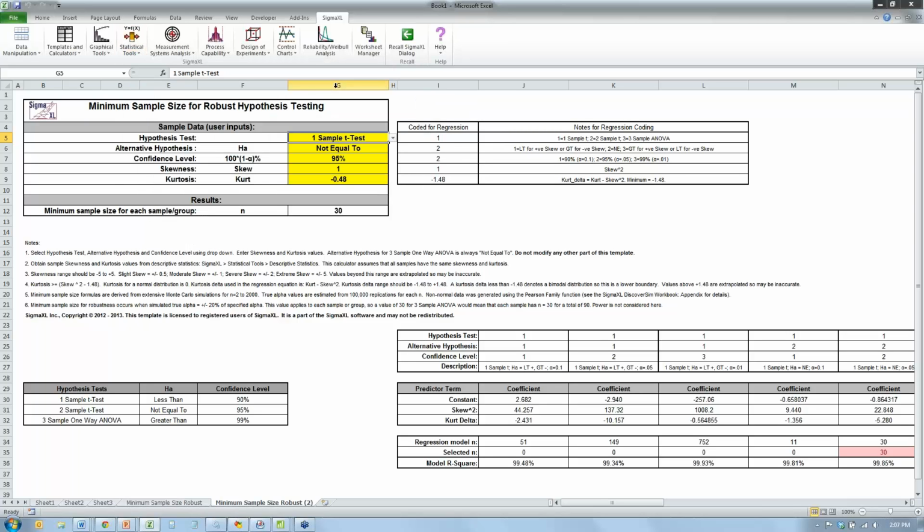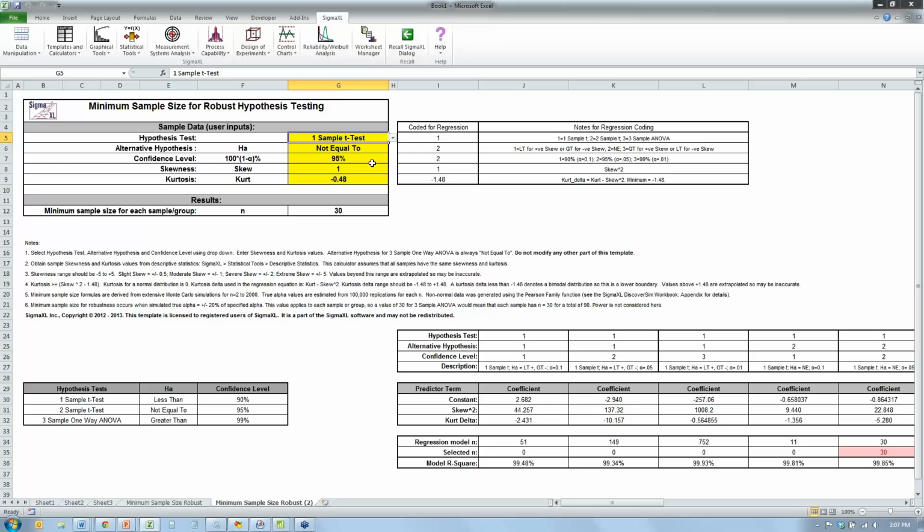Minimum sample size for robust hypothesis testing. With the default settings here, you enter your hypothesis test, a one-sample t-test. You enter your alternative hypothesis, so not equal to. So this is a two-sided test, or a two-tailed test.